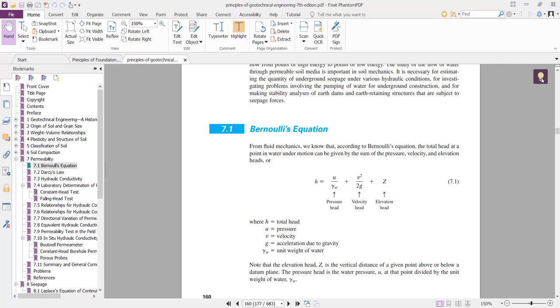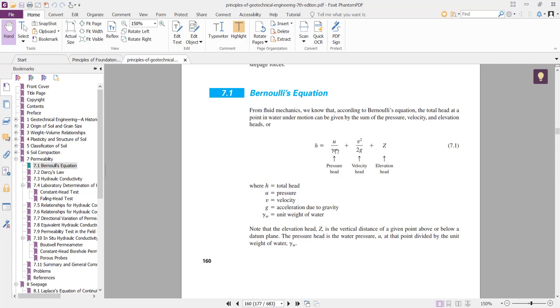The equation is the Bernoulli equation. Bernoulli equation is considered one of the famous equations in science in general, because this is the equation which controls any flow. As we can see here, this equation consists of three main parameters: the pressure head, the velocity head, and the elevation. So H is the total head, and u is the pressure, gamma is the unit weight of the water, V square is the velocity square of the flow, g is the acceleration due to gravity, which is 9.8 meter per second square, and Z is the elevation head.